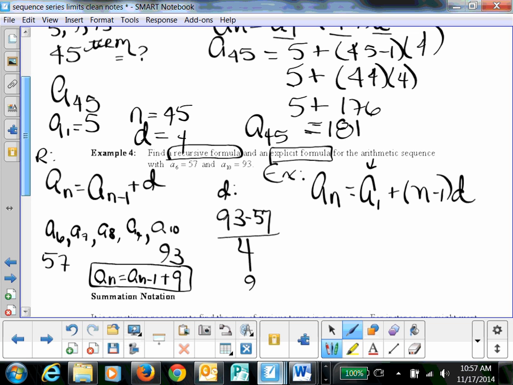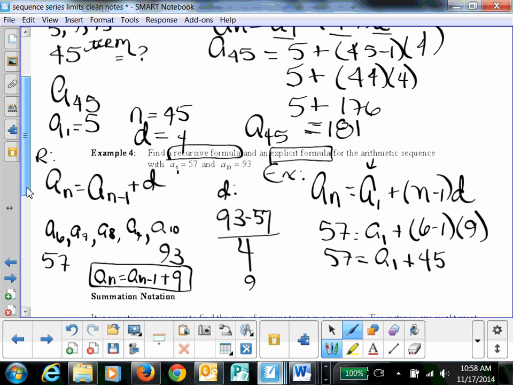That would be 57 minus 9. If I'm using 57, then what is my n? It's the 6th term, right? So 57 is equal to a sub 1 plus 6 minus 1, because I'm using my n, that's why I subtract the 1, and then times my d. We just said that the d was 9, right? So 57 is equal to a sub 1 plus 45, yes? So a sub 1 is equal to 12, correct?